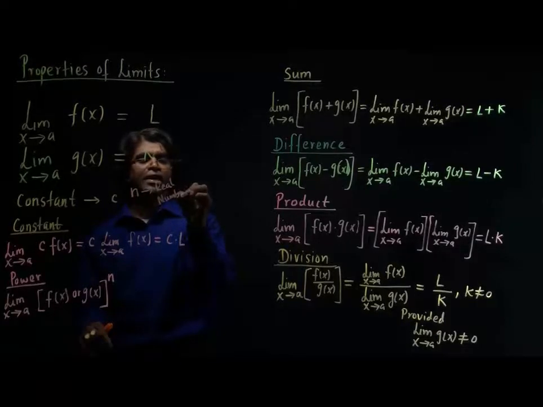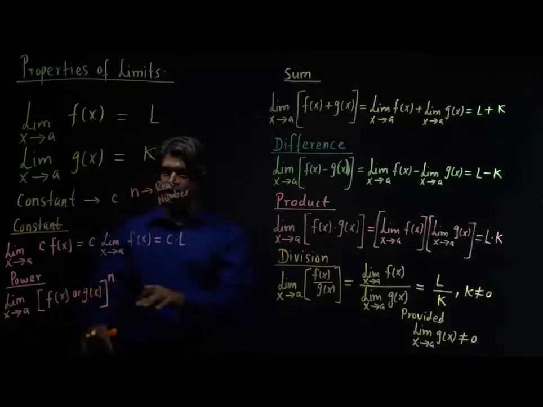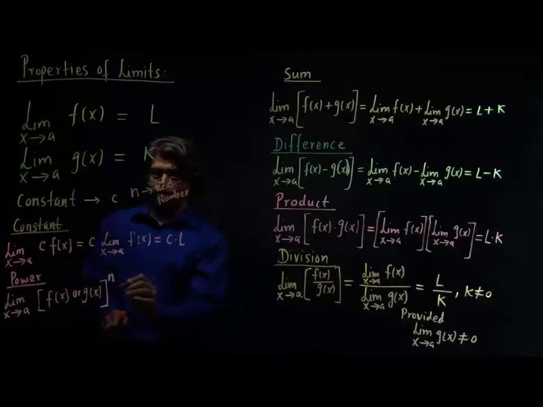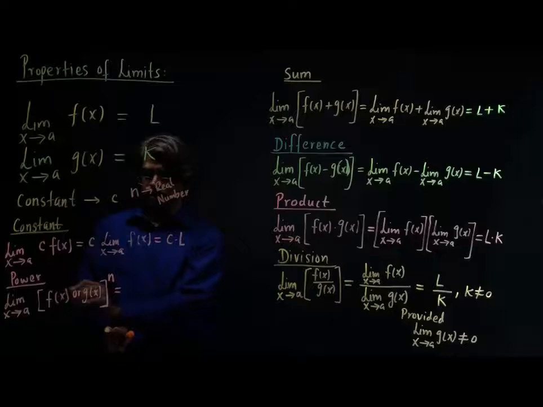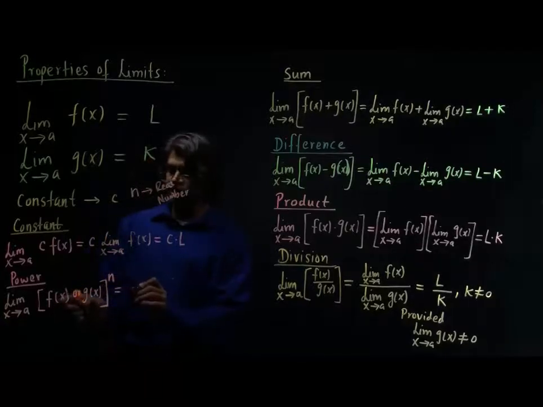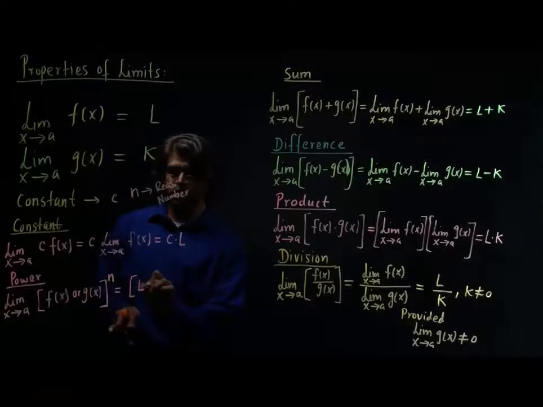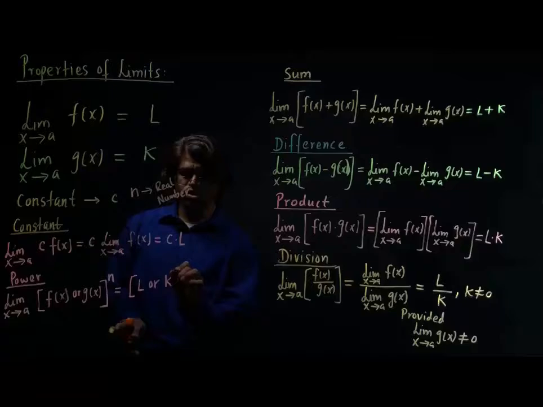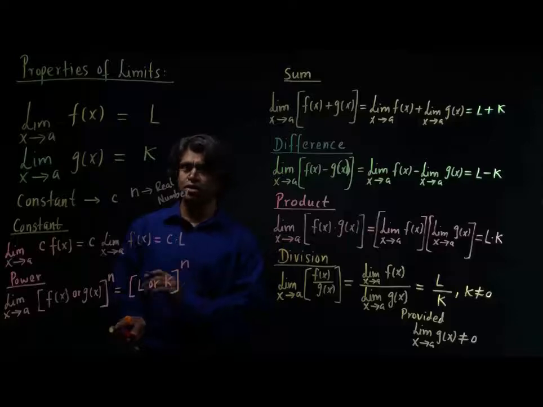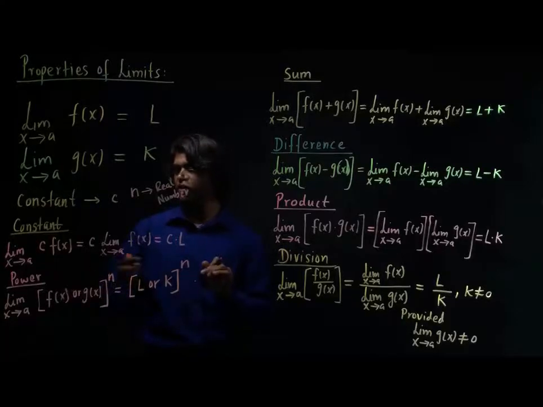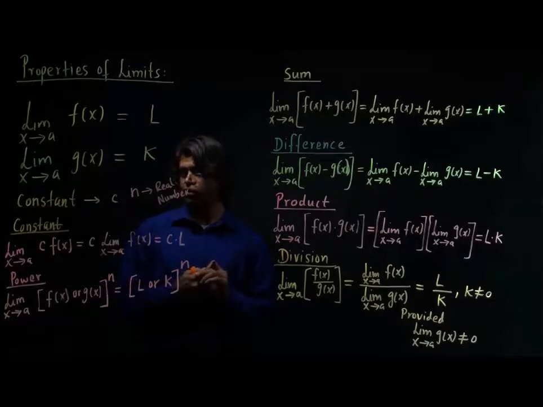And if I have that condition and I want to find the limit of that type of function, I will find the limit of f and g. So basically when you find the limit of f, you will get L, and if you find the limit of g, you will get k. So you will get one of these two values, and my power is n. So this is how we will find the limit for a power function.